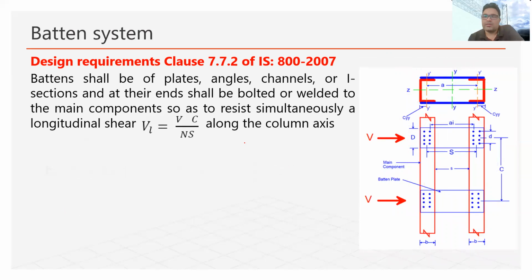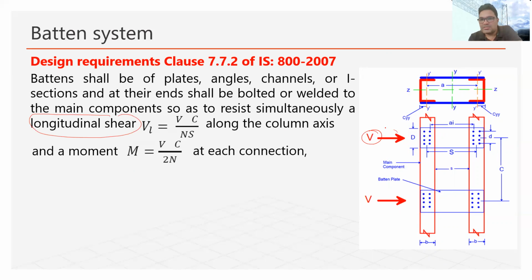Now coming to the next point. There is one special thing about the batten system: the transverse shear which is applied on this batten will induce two kinds of effect. The first effect is in the form of longitudinal shear, and the second effect is in the form of moment. One is this longitudinal shear, which I am representing by VL, and at the same time the same force will also induce a moment, which will be M. So ultimately, because of this force, this batten will experience these two: VL, which is the longitudinal shear force, and M, the moment in the batten.